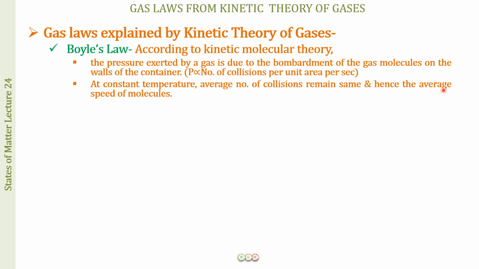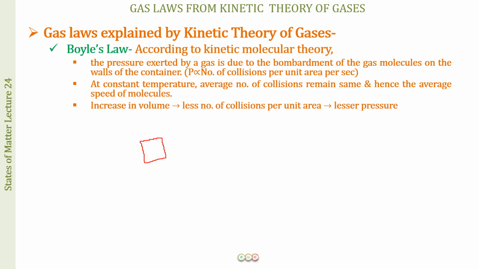Due to the collisions, there is going to be a change in the speed of individual molecules, but the average speed is going to remain the same. And hence the average number of collisions is going to remain the same. So now we are going to increase the volume. Supposedly if this was the container, and let us assume that on this wall there are going to be 10 collisions, 10 collisions taking place on this wall of the container.